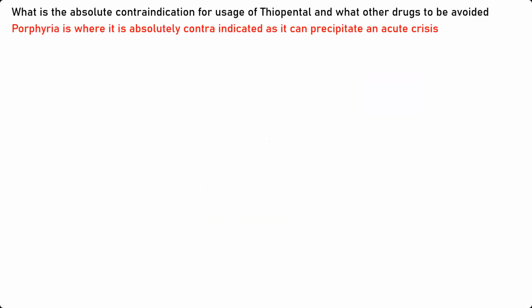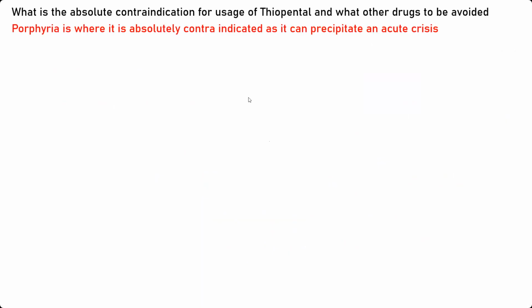Okay, so these are the questions which are commonly asked, and there is also another important question: what is the absolute contraindication for usage of thiopentone, and what other drugs have to be avoided while using it? Porphyria is an excellent answer. That is the correct answer for absolute contraindication, as it can produce an acute porphyric crisis.